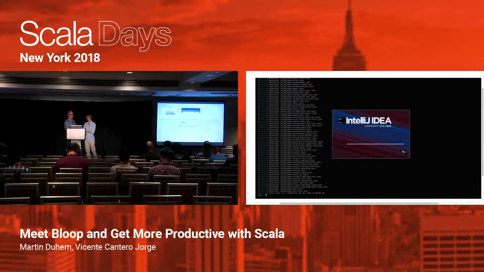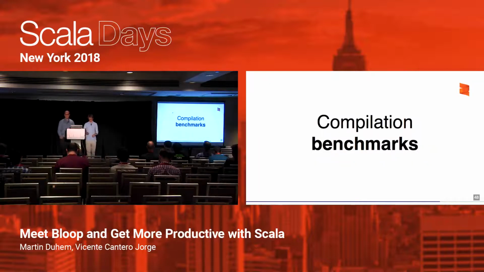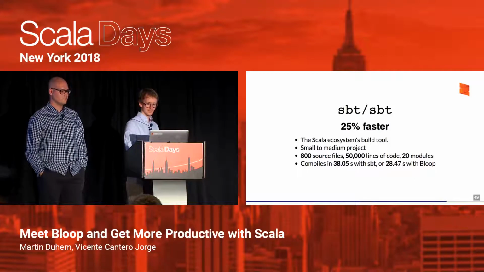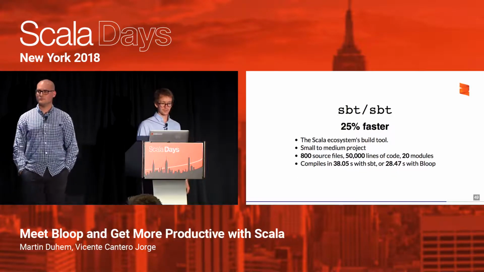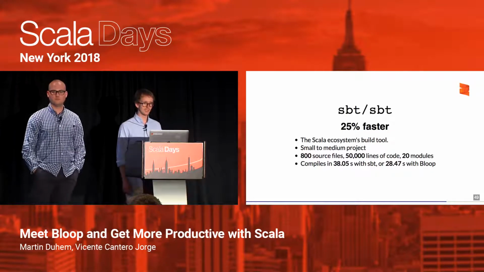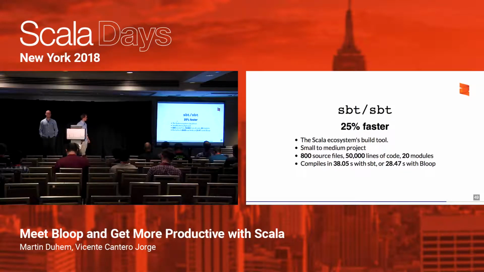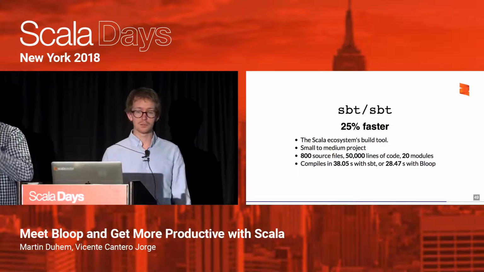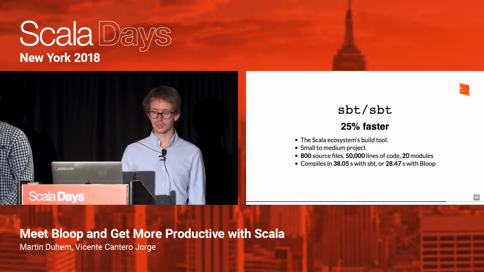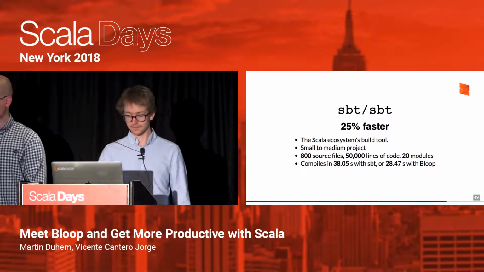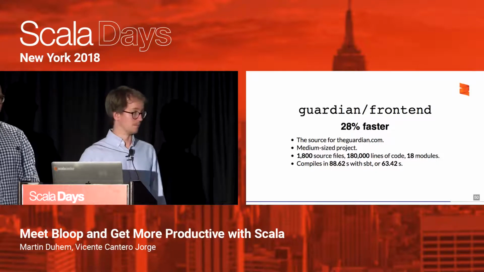I'd like to say a few words now about how fast Bloop is able to compile a project. So we've been trying Bloop on projects of different sizes. First we tried with a small to medium project. It's SBT, and we've been trying to compile it. It's about 50,000 lines of code, 20 modules, 800 source files. And using Bloop over SBT, you get immediately 25% better compilation speed.